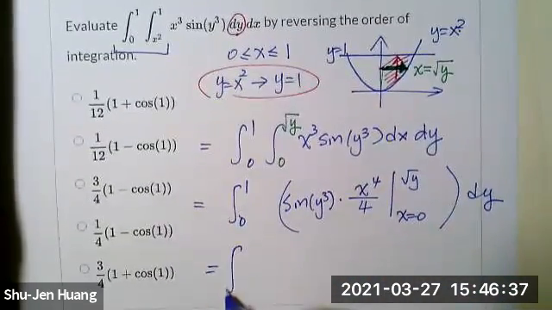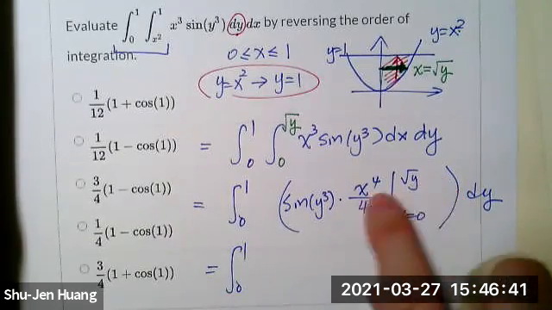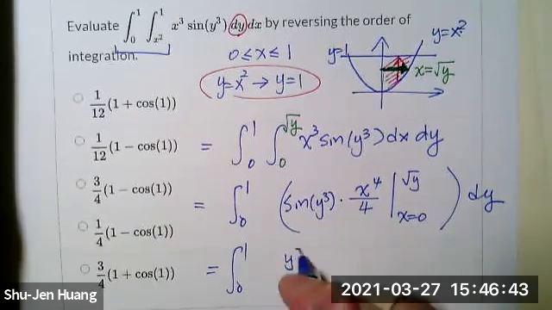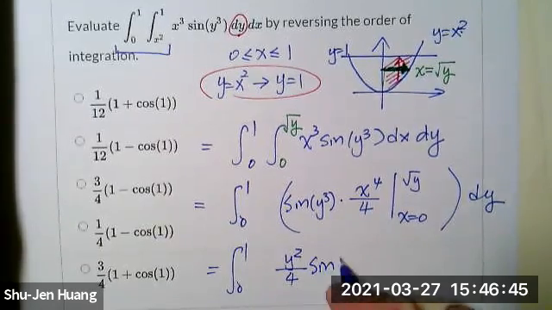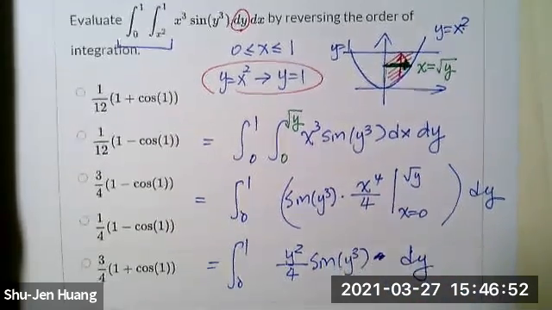Now plug in the upper limit. When x equals square root of y, that gives us y squared. So we have y squared over 4 sine y cubed. Plug in x equals 0, that's just 0. Okay, so we'll have this.